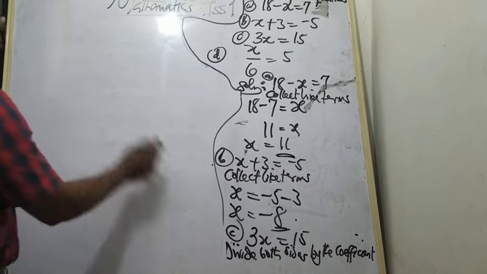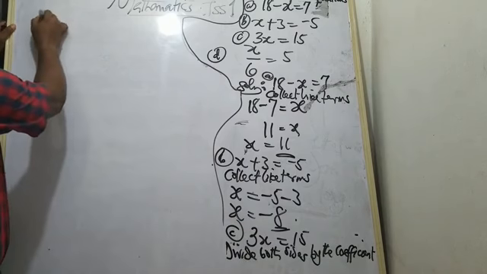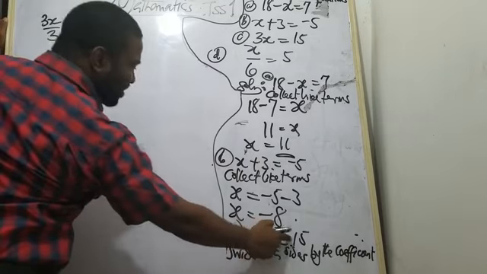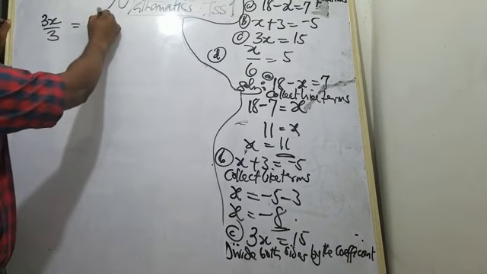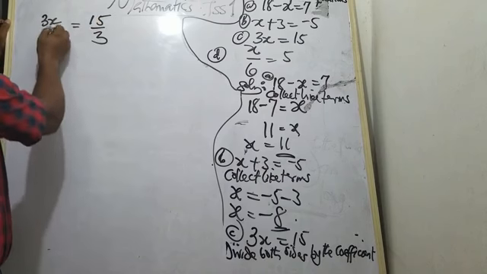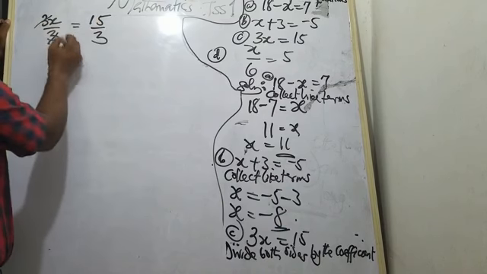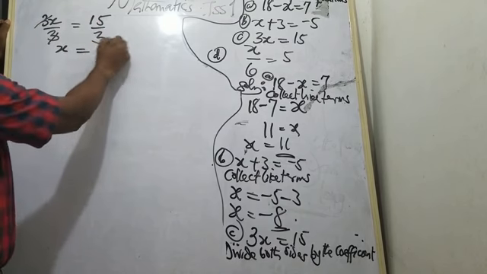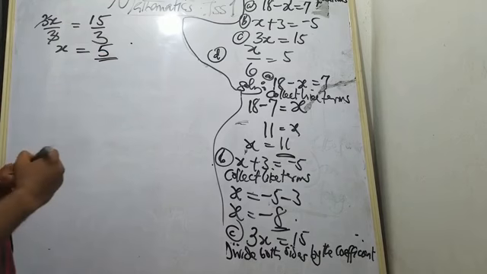So on this side, you have 3x, and we divide it by 3. And here you have 15, you divide it by 3 also. 15 over 3. So that 3 will cancel 3. What do you have left here? x to be equal to 15 divided by 3. You have 5. Hence, the final answer.